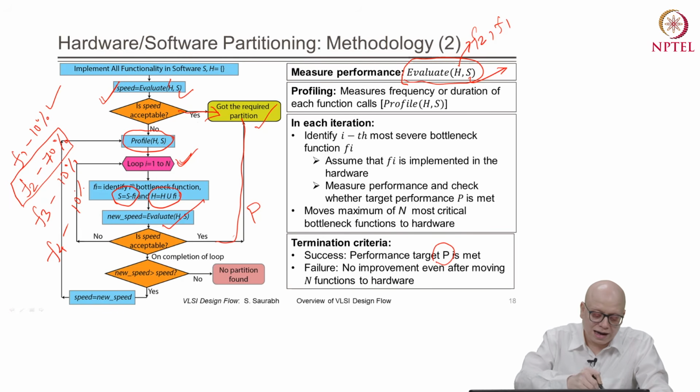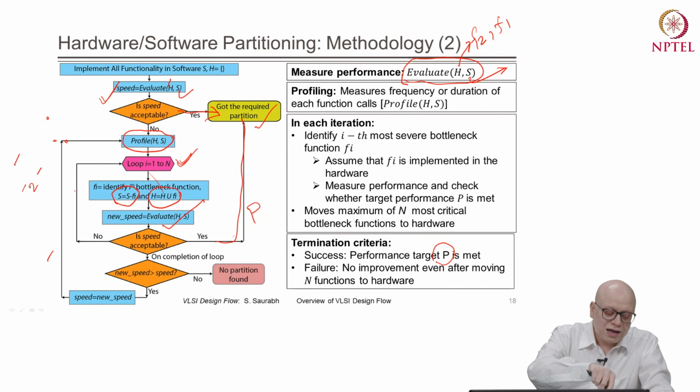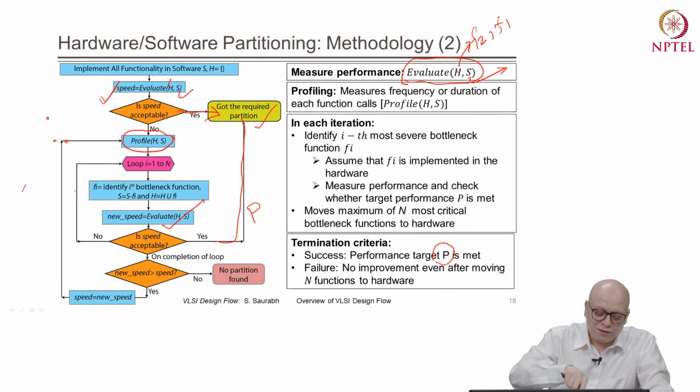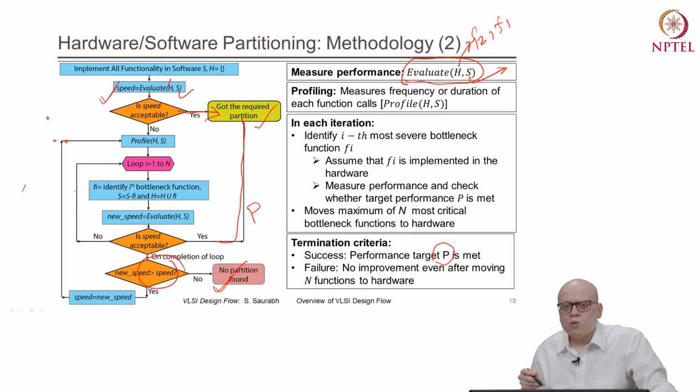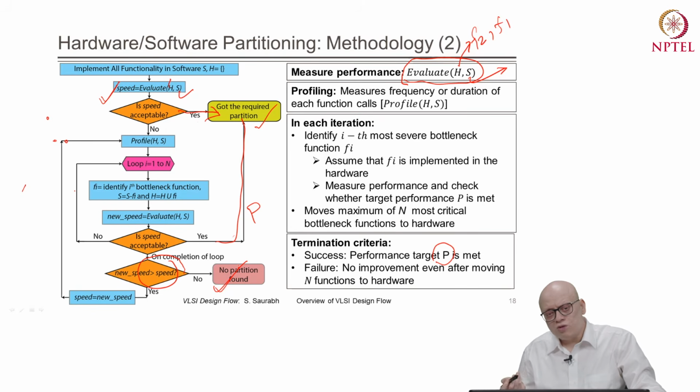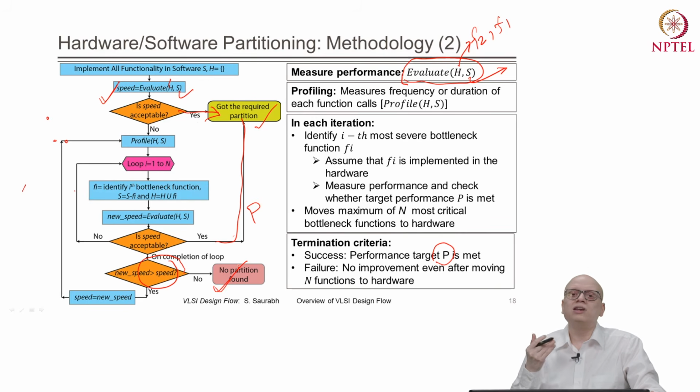Even when we have moved n functions from software to hardware, we may not get an improvement. When we are not getting an improvement, we say that no partition can be formed. Why can we not get an improvement even when we have moved a function from software to hardware? There can be many reasons. One of the primary reasons can be the communication.